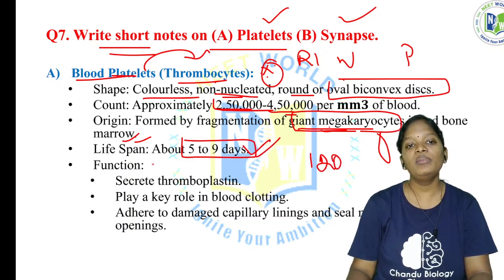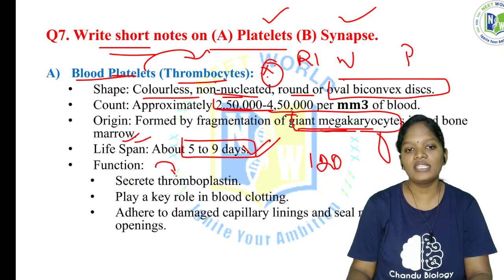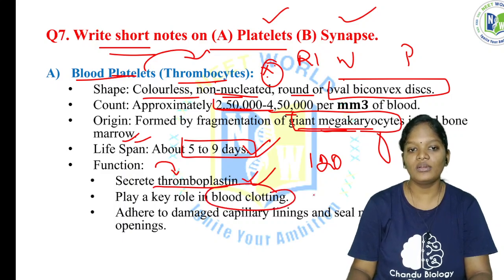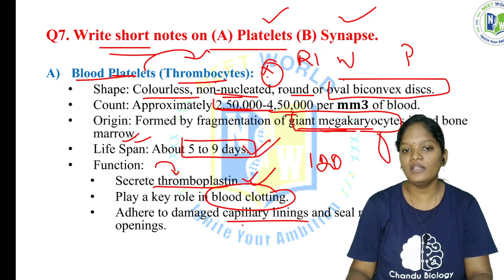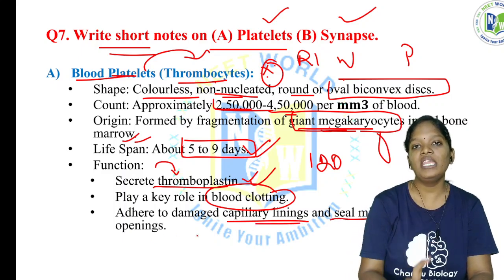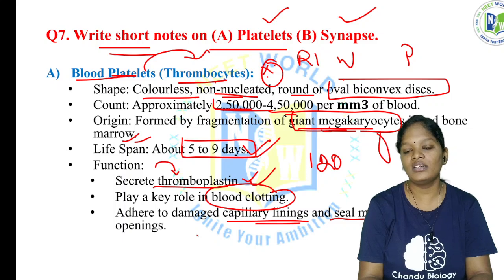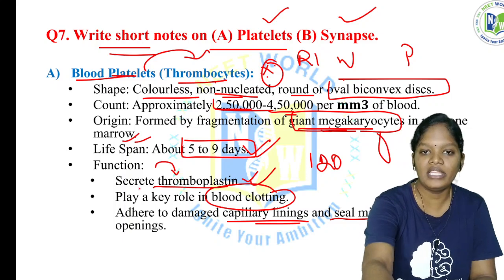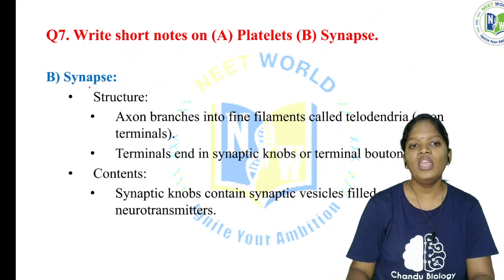What is the function of these platelets? They secrete thromboplastin, which plays a very important role in blood clotting. They also repair damage to the capillary linings and seal minor vascular openings. If there is any leakage of blood in the lining, they go immediately there to seal it. Now, what is a synapse?